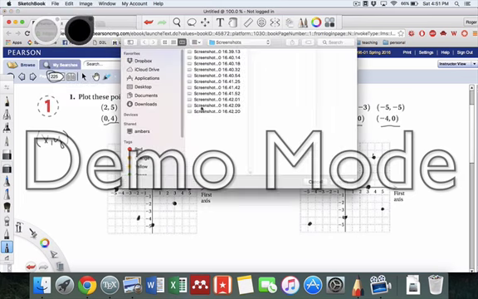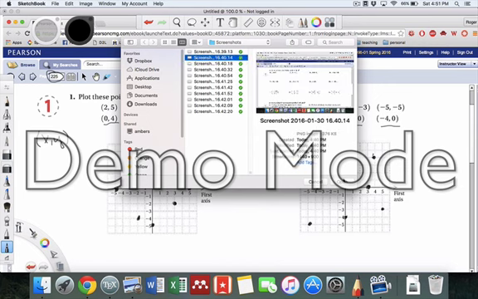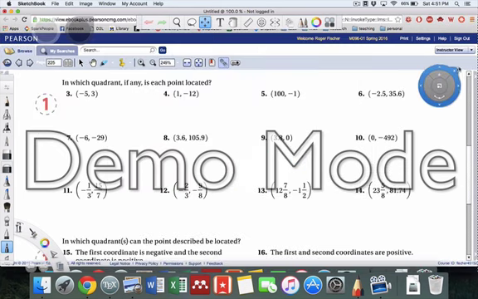This will be the next set of problems. It's on the same page. It's just a little further down the page. Now, let's talk about in which quadrant, if any, is a point located. So let's think about our quadrants first.